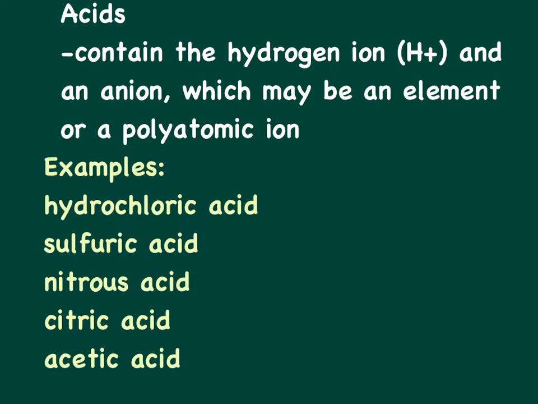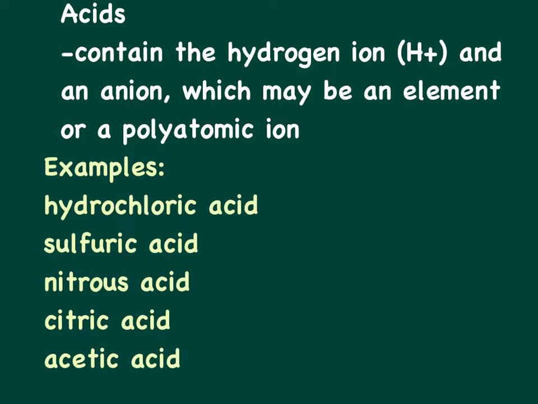So let's begin by looking at acids. Acids contain the hydrogen ion, or the H plus ion. And that hydrogen ion will be bonded to an anion, a negative ion. That anion could be an element, like a chloride ion, a fluoride ion, or the sulfide ion, or the hydrogen ion could be bonded to a polyatomic ion.